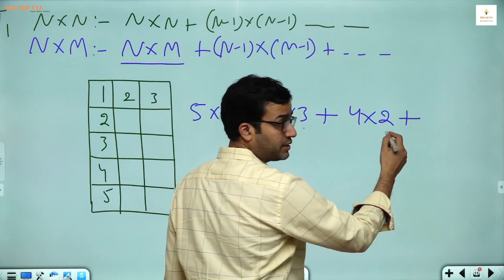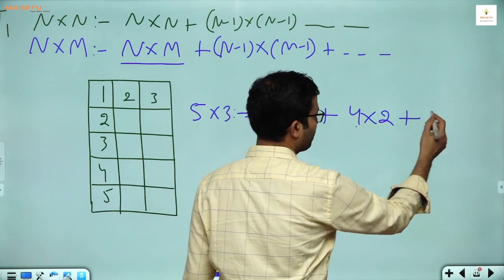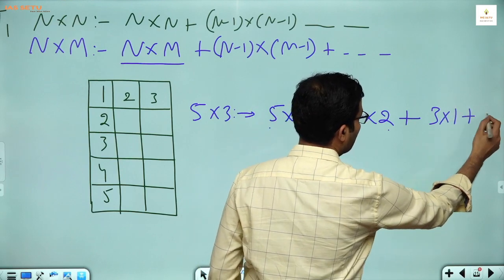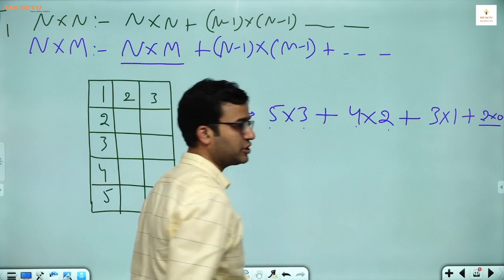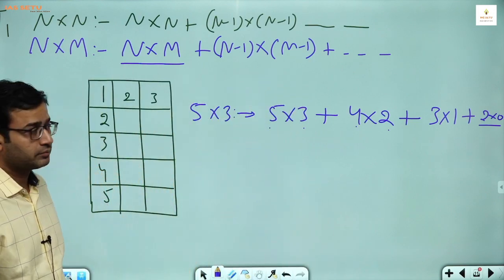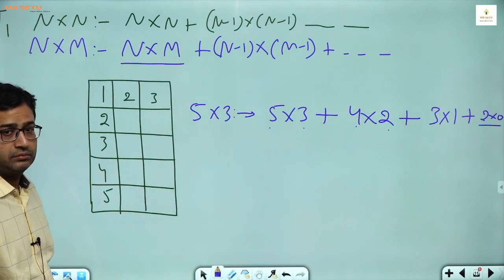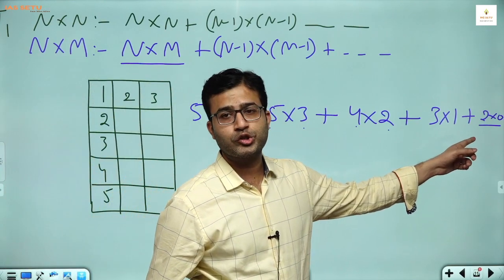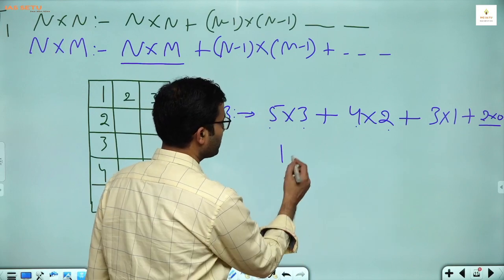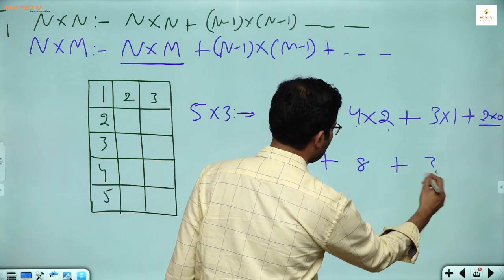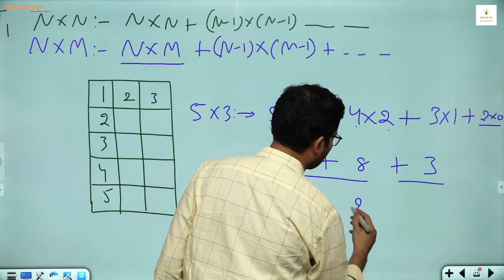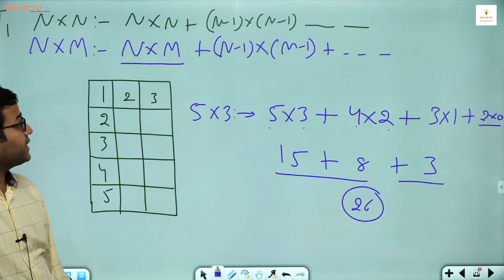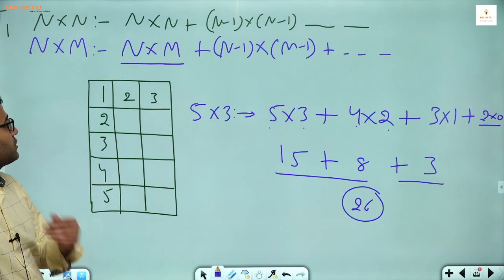Next, further subtract 1, 1. Subtract 1 from this 4, 3. Subtract 1 from this 2, 1. 3 into 1 plus 2 into 0, which is 0 here. Five into 3, 4 into 2, 3 into 1 plus 2 into 0, we stop. So this is 15 plus 8 plus 3. So this is 23 plus 3, 26. So in the given figure, we have 26 squares.